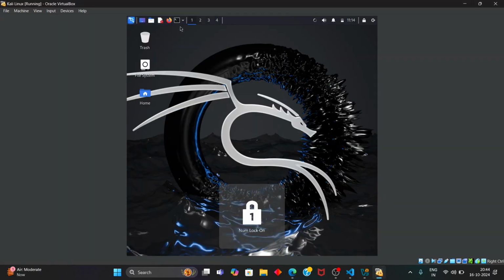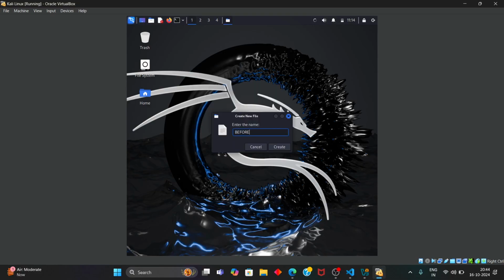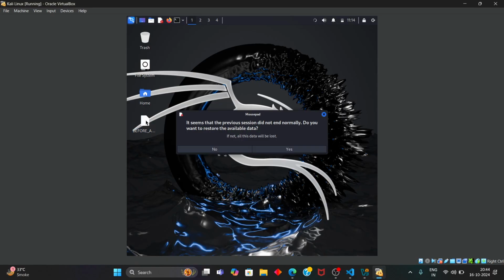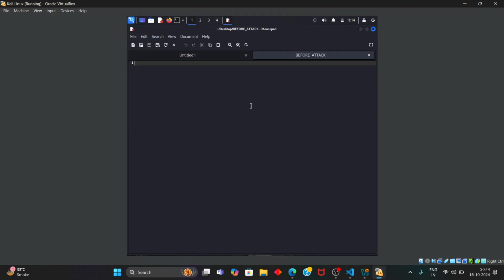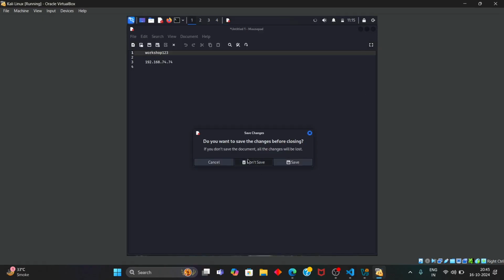Now what we can do here is create a document called before attack. Hello, this is my data before ransomware attack. Now, for example, there is a huge ransomware attack which caused our system to lose the files and everything. Let me just remove it.